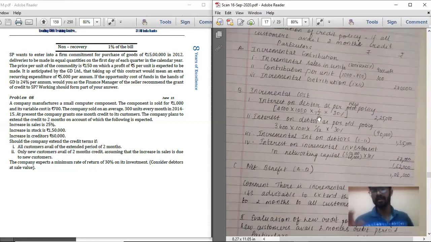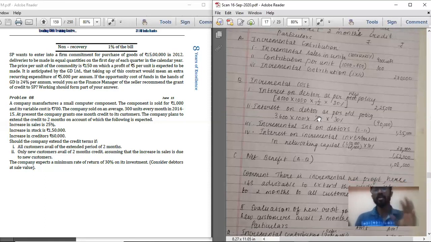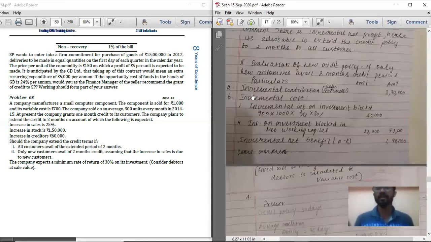Whether you do it in this way or otherwise, existing sales is 3,600 and present sales is 4,500. So 4,500 minus 3,600, the total increase in sales is 900, into the contribution of 300, which gives 2,70,000. So the incremental contribution is the same under both policies. Under small a, incremental contribution, within bracket refer statement number 1. In the outer amount column record 2,70,000.